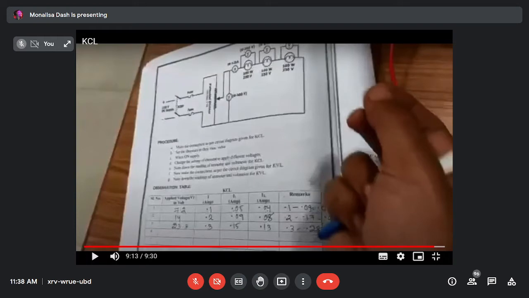Yes, ma'am. But in the virtual mode there is no error. Okay, ma'am. In the offline mode, that is the meter error. Understand? Okay, okay.